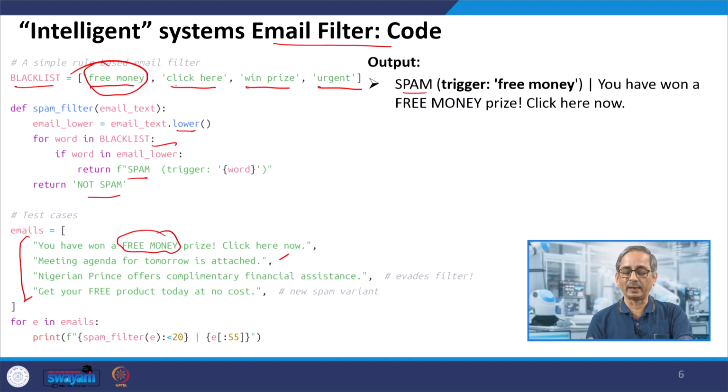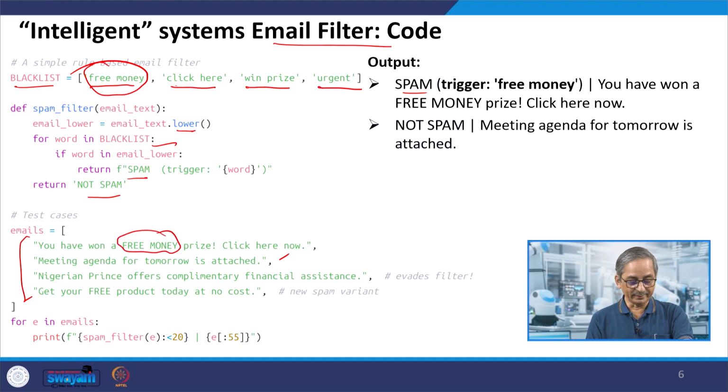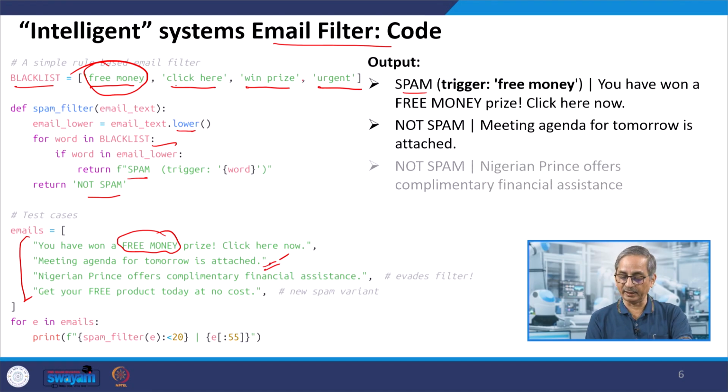So, this is marked as spam, but the second one is not marked as spam because none of the words in the second one are in the blacklist category. And you see the third one will also not be marked as spam because again these words are not there, but by reading this content we can say that it is a way of evading the spam filter.